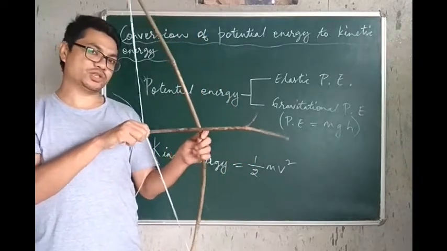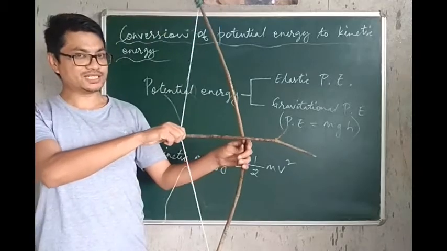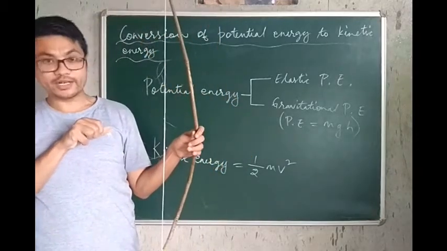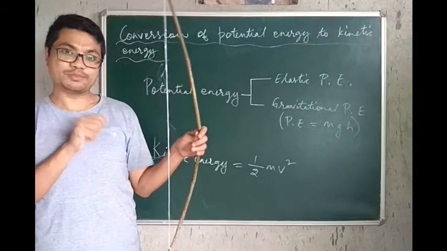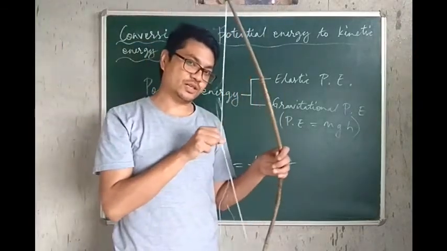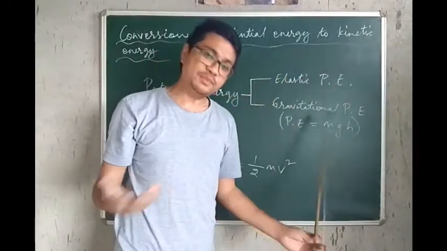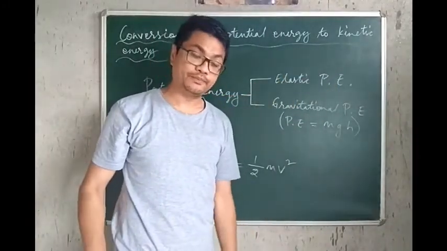Its shape is changing, so therefore its elastic potential energy is changing. So when I let it go, there our bow goes. So what happened? Our elastic potential energy got converted to kinetic energy. Same thing happens in the case of a catapult.